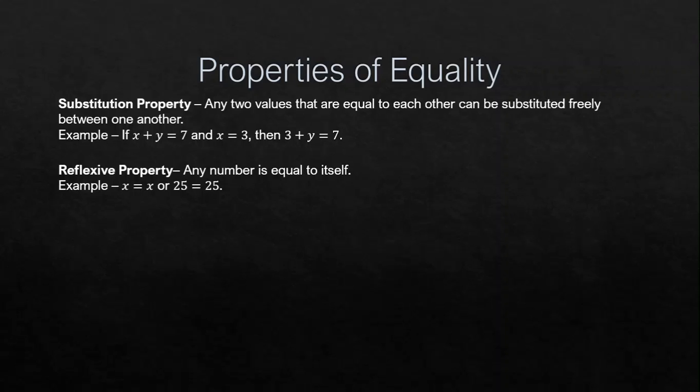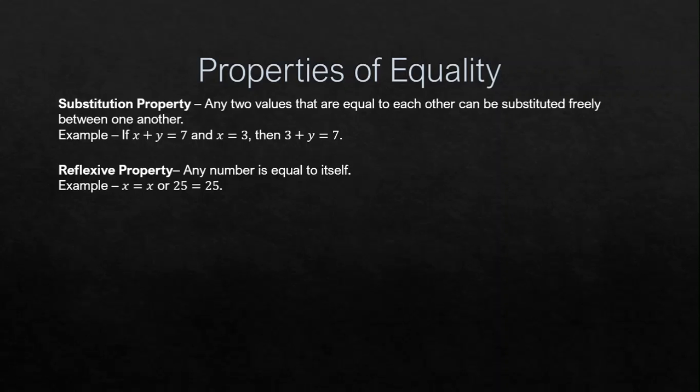Another one would be the reflexive property. This is a really obvious one. It's not going to come up much in this class, but it does occasionally come up in geometry. And that says that any number is equal to itself. So that says x is equal to x. Or if we want to put an actual number there, 25 is equal to 25.